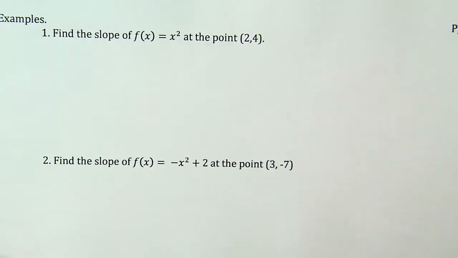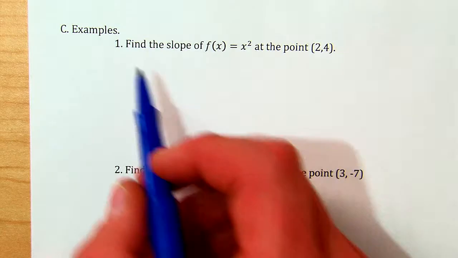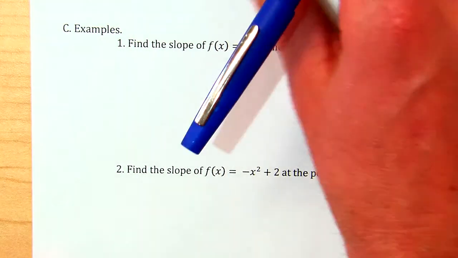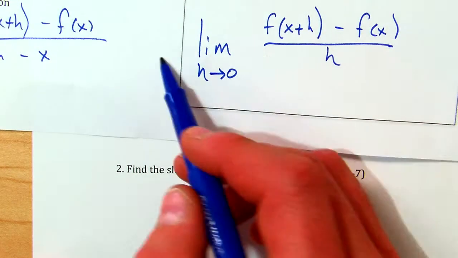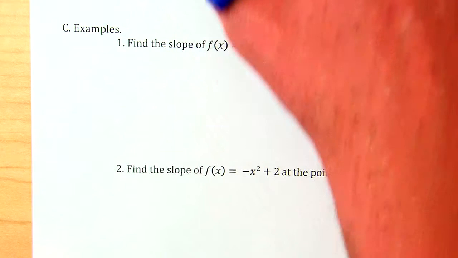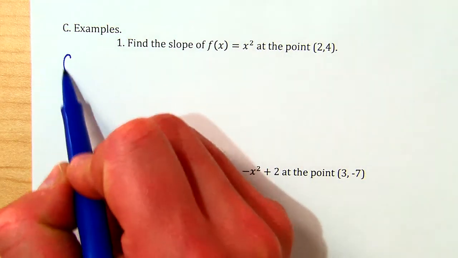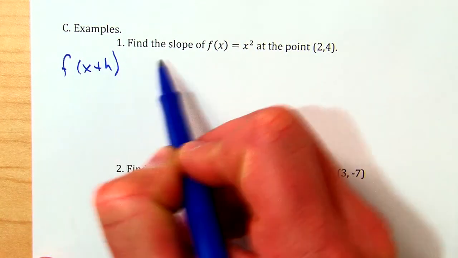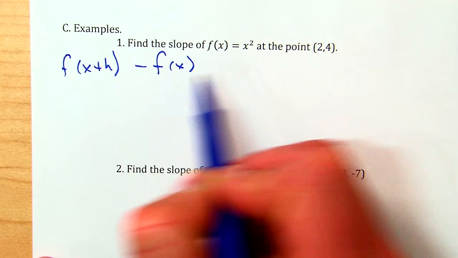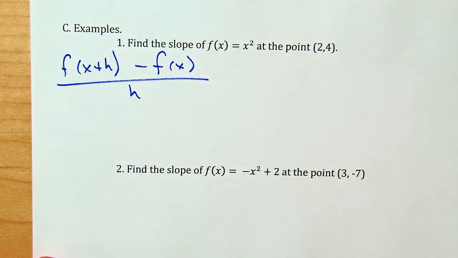First of all, let's have the formula handy. I'm not going to write the limit part of it. We'll just use that at the end. It says the limit as h approaches 0, and we'll just worry about the limit at the very end. So it's going to be f of x plus h minus f of x all over h. Well, we have to remember how function notation works.